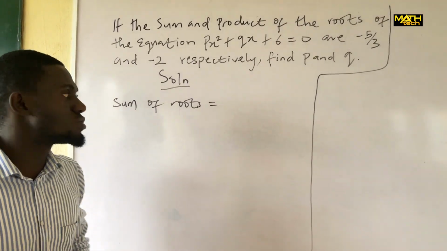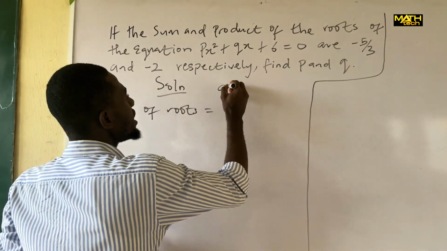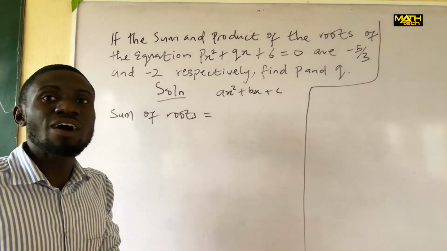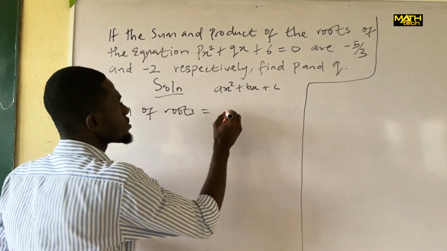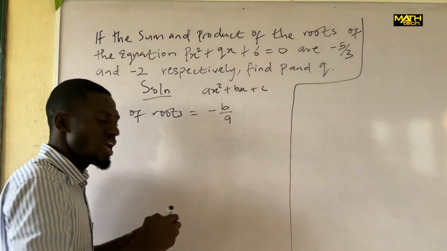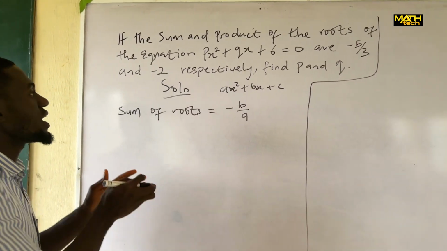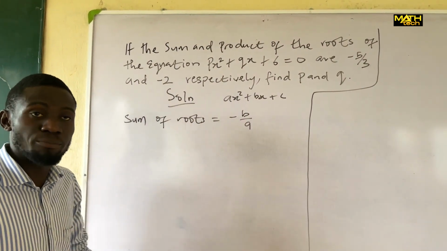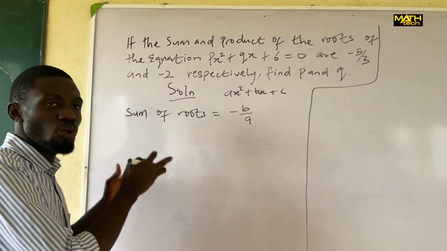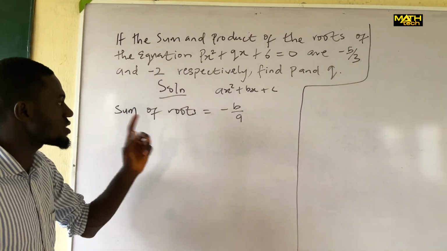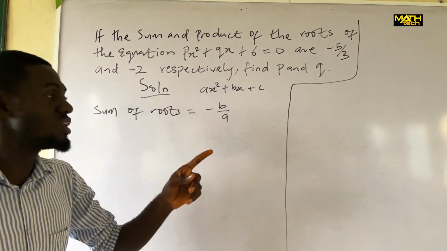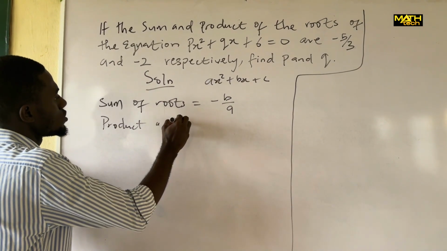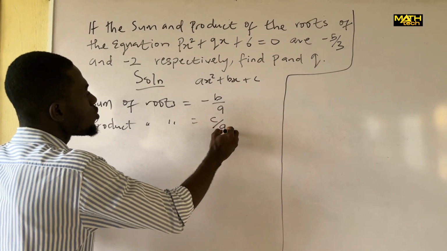Now, from our quadratic expression, ax squared plus bx plus c, the formula for finding the sum of the roots is minus b all over a. I will not be proving that in this video, but when we get to the part of the math series where we'll be learning the quadratic equation or polynomials or functions in general, I think we'll be learning all of that. But for this, note that the formula for the sum of roots is minus b all over a, and that of the product of roots is c all over a.